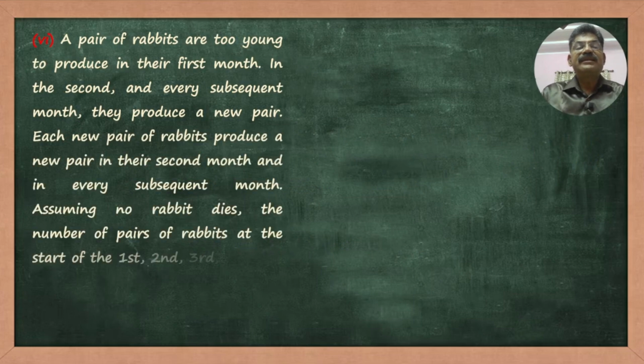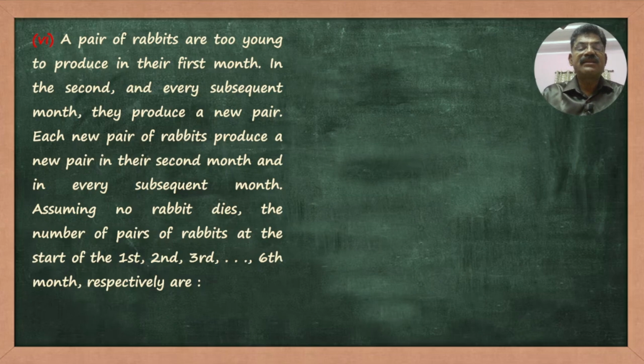Next, this is a very interesting example. A pair of rabbits are too young to produce in their first month. In the second and every subsequent month, they produce a new pair. Each new pair of rabbits produces a new pair in their second month and in every subsequent month. Assuming no rabbit dies, the number of pairs of rabbits at the start of the first, second, third, up to the 6th month respectively are 1, 1, 2, 3, 5, 8 and so on.